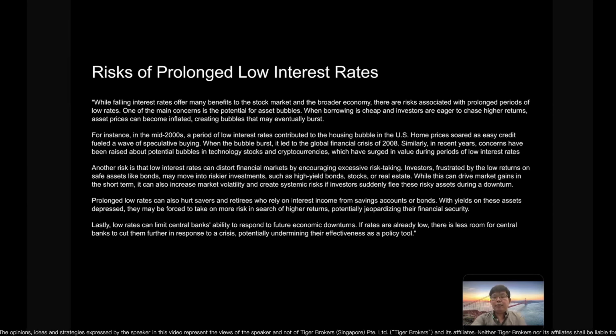Lower interest rates can limit the central bank's ability to respond to a future economic downturn. Every time the US has a bad economy, they will lower interest rates. But if the interest rate is very low already, there's nothing they can do. But at least now the interest rate is high, they can lower it in response.